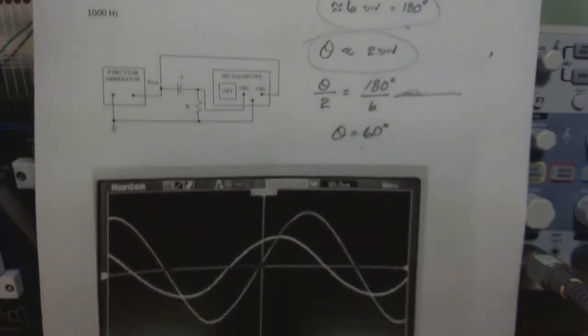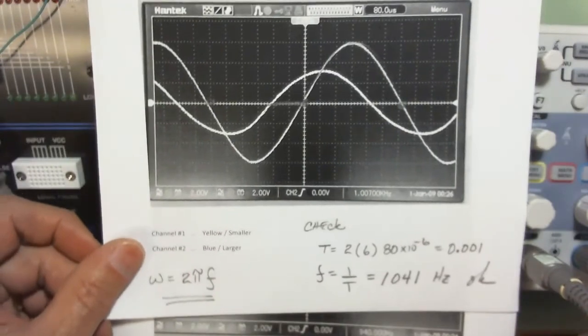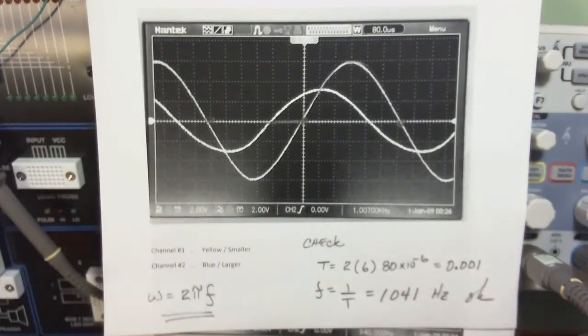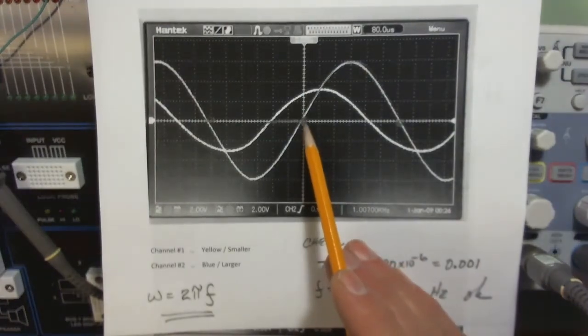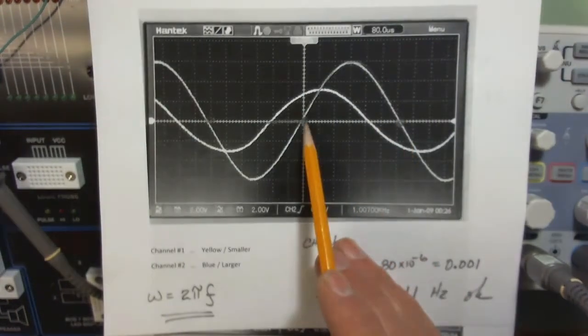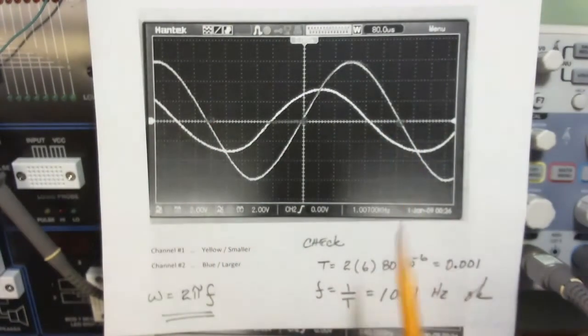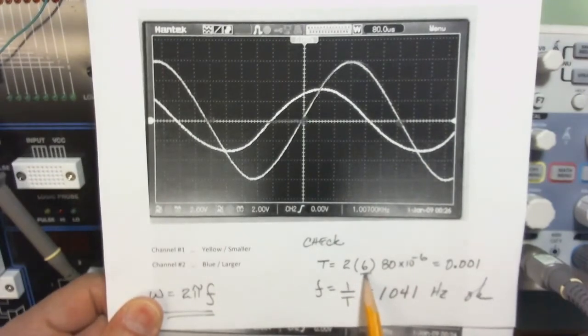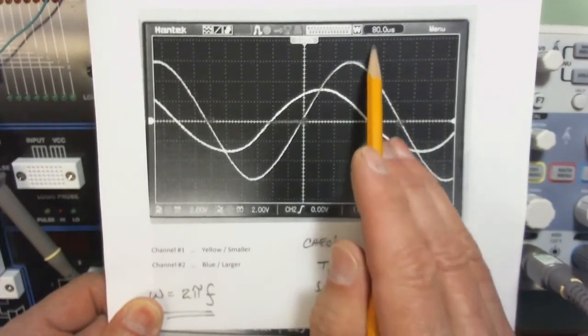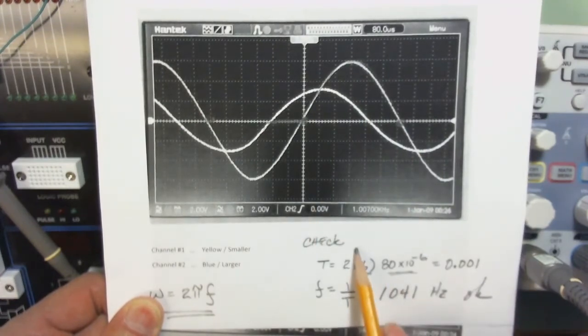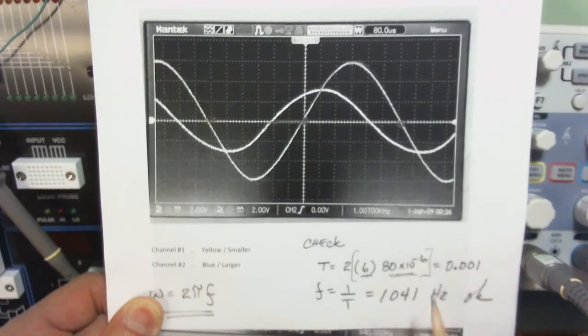Now, while we're playing around with the time, let's consider something else. You're not asked to do this, but let's look at the frequency of this. We know that 180 degrees is half of a period, right? You could measure from there and take the whole period, but we'll just say that's half of a period. So I can say that 6, the number of divisions, times my legend, 80 microseconds, 80 times 10 to the minus 6, and then I multiply that by 2 because this was just half of it. So there's the 2 because I was only looking at half, the 6 divisions, and the legend, 80 microseconds. So this turns out to be 0.001 second.